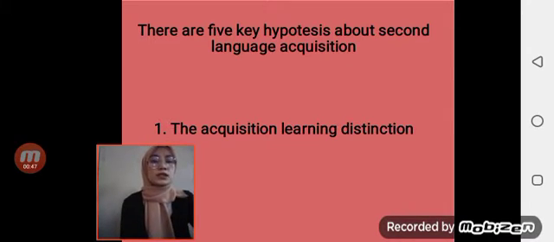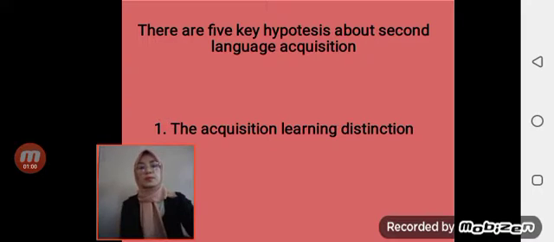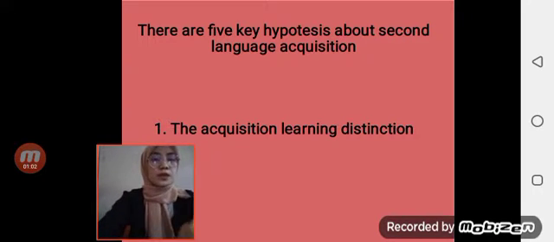The first is language acquisition. Language acquisition is a subconscious process, not like the way a child learns a language. So, language acquirers are not consciously aware of the grammatical rules of the language, but rather develop a feel for correctness. In non-technical language acquisition is picking up a language.